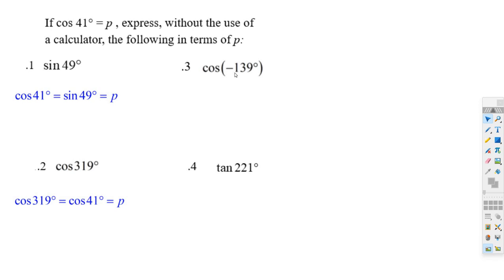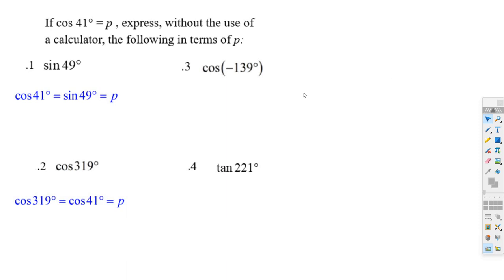Now, it's a little bit harder because it's negative 139. So you start at 0 here, and you bend in the clockwise direction, and you bend not a half turn, that'd be 180. You're 41 degrees short of minus 180. That's a reference angle of 41 degrees. Except what quadrant are we in?